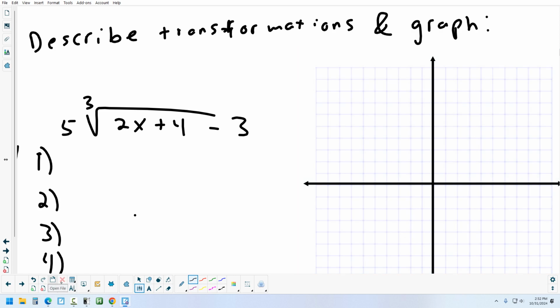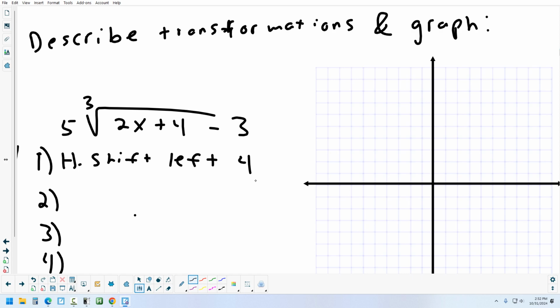And what number would we focus on to describe the first thing that's going to happen? Yep. Is it the horizontal shift left 4 units? Yep, so that's the first thing. Horizontal shift, that's going to be left 4. Okay, what's the next number that we're going to focus on there?